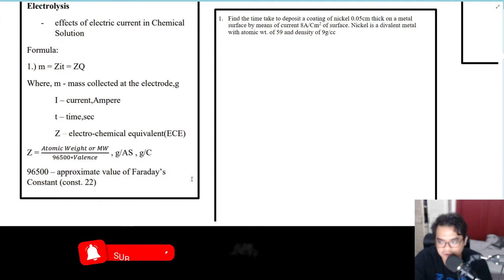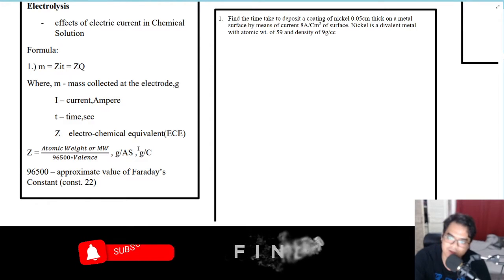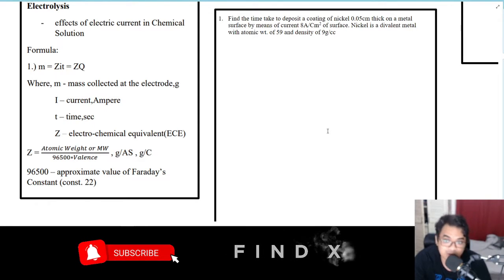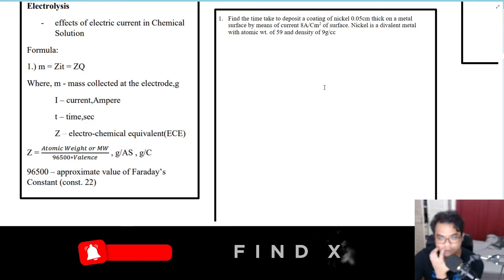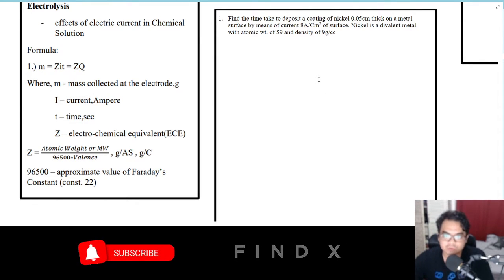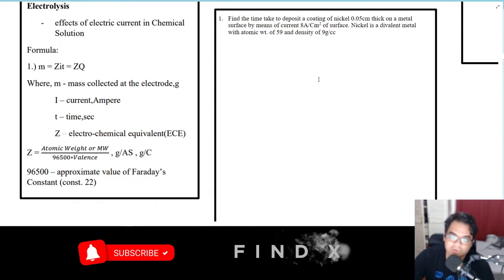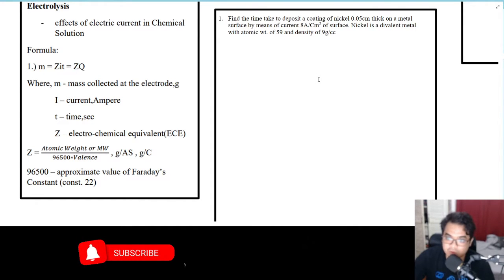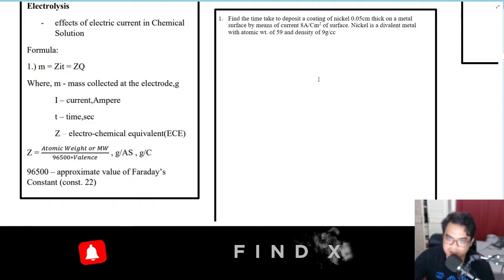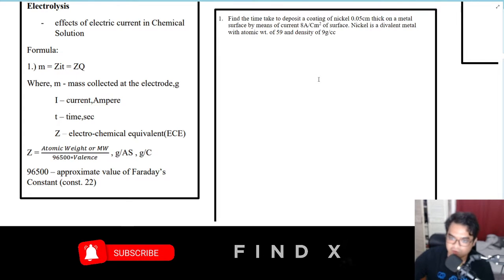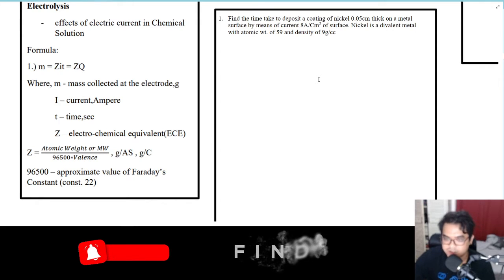of Faraday's constant. And if you're using a Casio 991 ES Plus, that is also constant number 22 in that calculator. So let's try out number one. Let's try to solve this number one. We have: find the time taken to deposit a coating of nickel 0.05 centimeter thick on a metal surface by means of a current of 8 ampere per square centimeter of surface. Nickel is a divalent metal with atomic weight 59 and a density of 9 gram per cc. As you can see, that density is actually a volume density, judging by the unit.